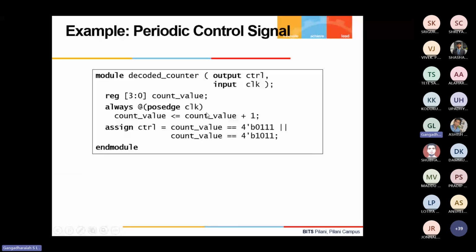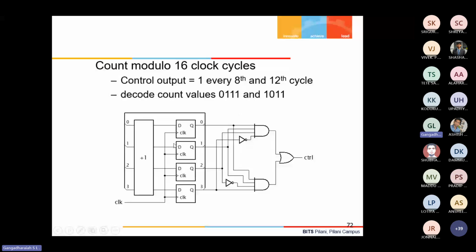This is a mixed description. If you want to write the Verilog code for this functionality, you will have to write it like this. If I ask you to write the structural description, you will have to write the D flip-flop separately, the 4-input AND gate separately, one inverter separately, one OR gate separately, and one adder separately, and then connect and stitch them together.